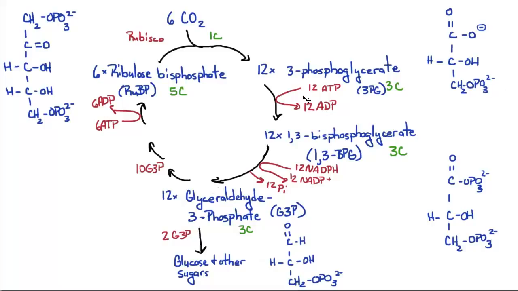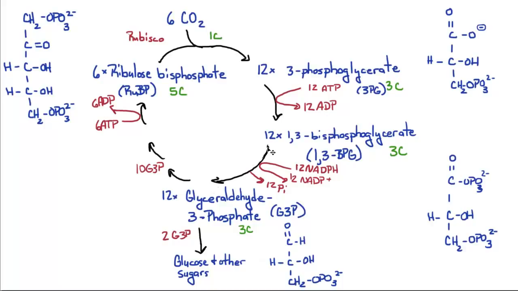After this, 12 ATPs are going to be hydrolyzed, forming 12 ADPs to form 12 1,3-bisphosphoglycerate molecules, also a 3-carbon molecule. This is the structure of 1,3-BPG right over here. You can see it just has an extra phosphate group stuck onto the first carbon right there.